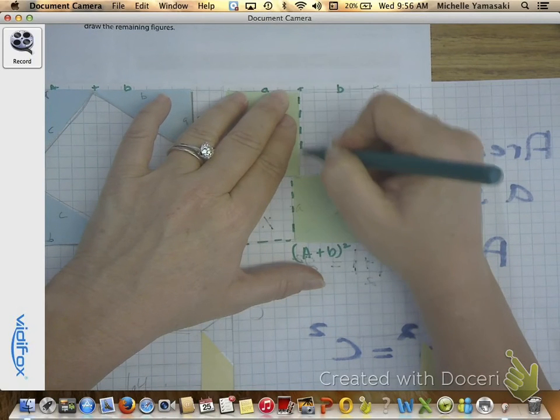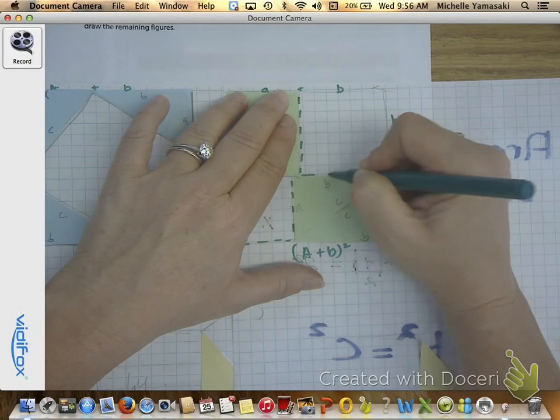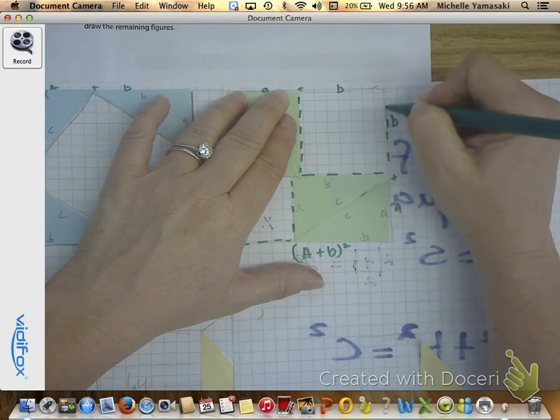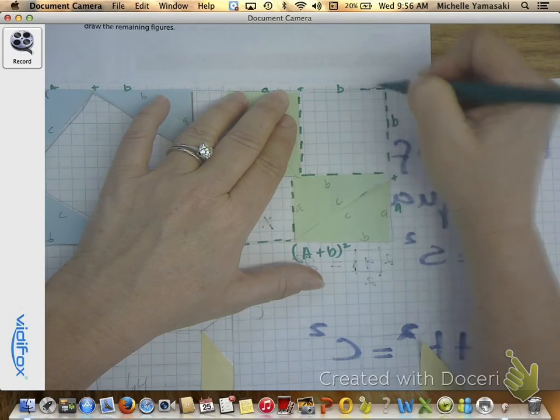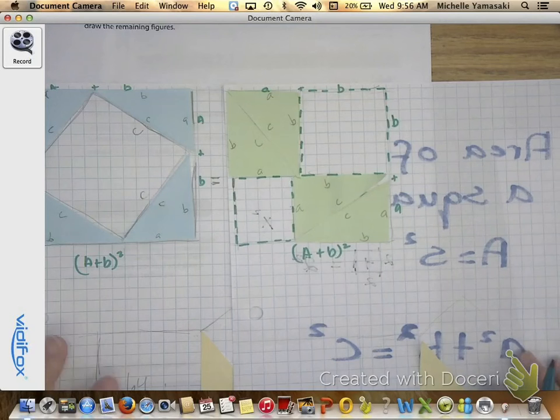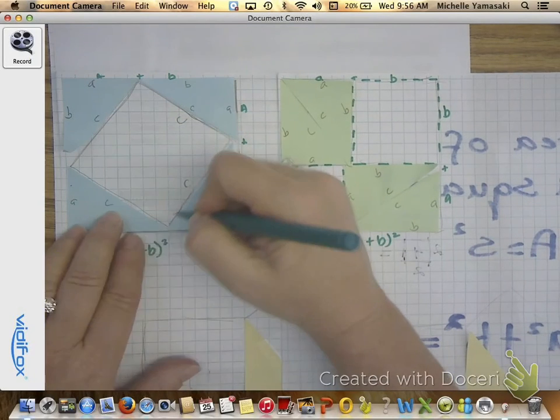No, we're just drawing our dashed line squares. So that's part. Isn't it? I don't think it's dashed in the middle. Well, I just dashed it for you. Okay? This one.